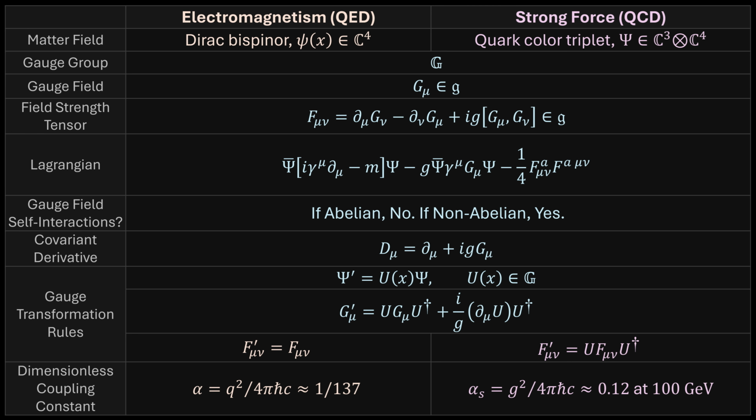In both cases, the field strength tensor undergoes the adjoint transformation. But because electromagnetism is based on U(1), which is an abelian group, the adjoint transformation is trivial. And so you see that there really are these tremendously deep and profound structural similarities between electromagnetism and the strong force. And these similarities apply in general to other gauge theories.